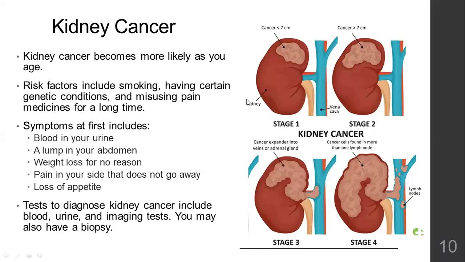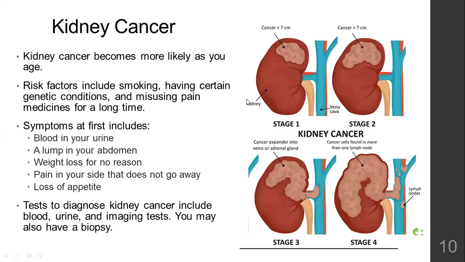And depending on the stages of kidney cancers, different forms of therapies are conducted. A mixture of therapy, chemotherapy, radiation therapy, and surgical options, surgical removal of tumors or the cancerous part, can be done.